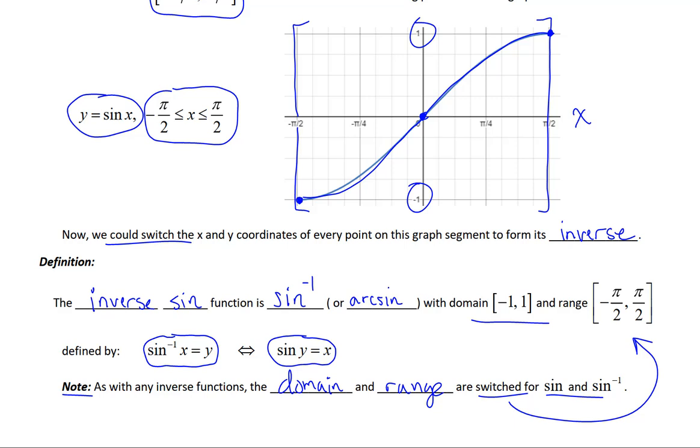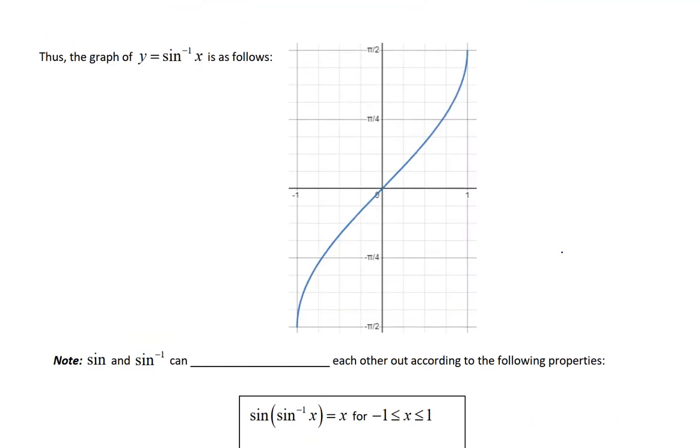Now, those details do matter. We'll get into some practical use of them shortly with some examples. Here we're just making sure the details are laid out for the definition. All right, so let's look a little bit more carefully at this graph for sine inverse. The graph of y equals sine inverse of x is as follows.